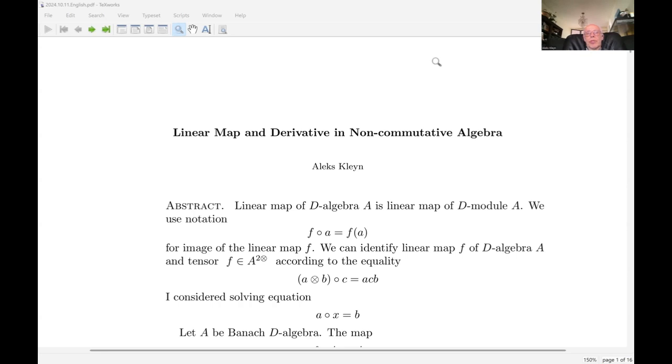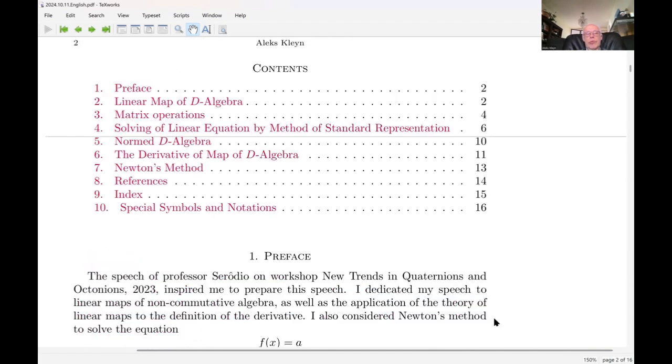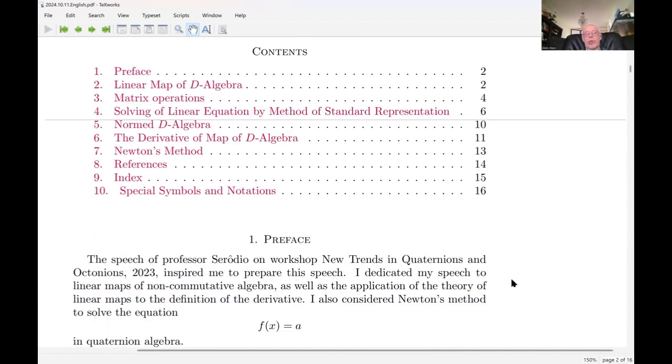My speech today is about linear map and derivative in non-commutative algebra. The speech of Professor Sirozzi at the workshop Neutrons and quaternions and octonions in 2023 inspired me to prepare this speech. I dedicated my speech to linear map of non-commutative algebra as well as the application of the theory of linear maps to the definition of the derivative.